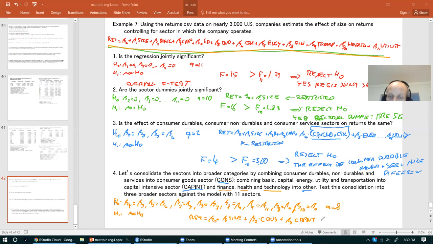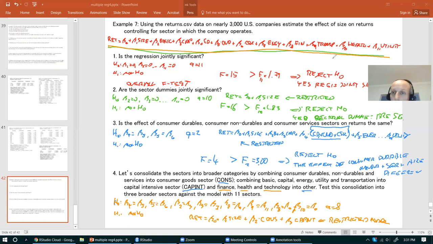So this is our restricted model. We now consider only 3 sectors, so we need 2 dummies to capture the effect of these 3 broad sectoral categories. We started with 11 coefficients, we had 8 restrictions, and that brought us down to just 3 slope coefficients.